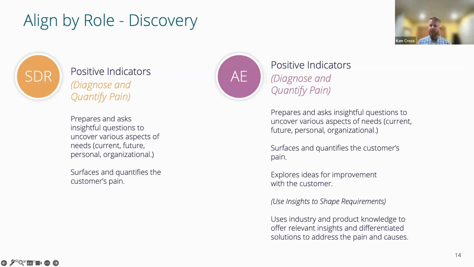So you really have to think about how you tailor these capabilities to the specific roles in the organization. So for example, on the SDR side, this is where they prepare and ask insightful questions to uncover various aspects of needs, surfaces and quantifies the customer's pain. Whereas on the AE side, this is maybe more focused on preparing, surfaces and quantifies the customer's pain, explores ideas for improvement, etc. So you're really shaping this based on the specific roles as well.